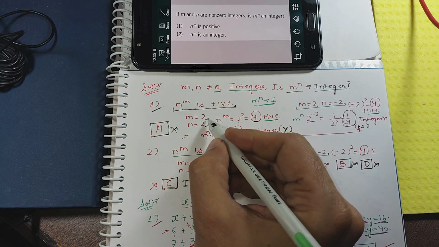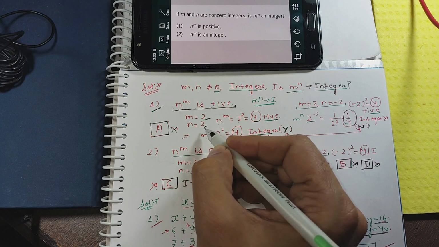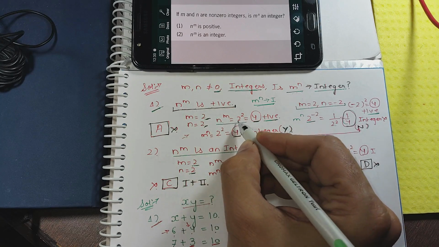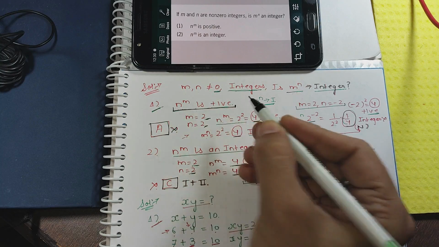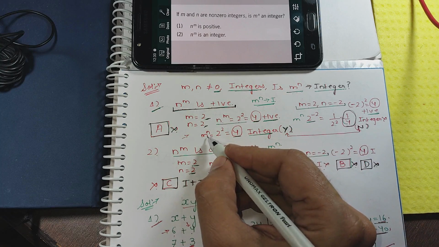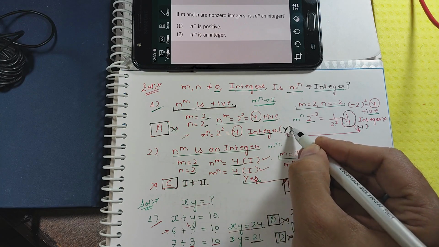So let us suppose some values for this. Since these are integers and not equal to 0, let us suppose m is equal to 2 and n is equal to 2. So n raised to power m, 2 raised to power 2 is 4, which is positive. So we are satisfying statement 1. If I calculate m raised to power n, this also becomes 4 and this is an integer, and I will say that statement 1 is sufficient.